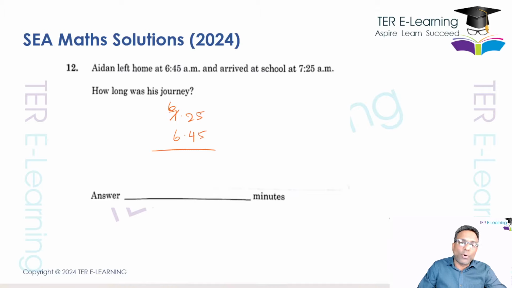But what you're really borrowing there is 60 minutes. So we have to take 60 and we're going to add that to 25. So you're going to get 85 minutes. So this here is actually 85 minutes in total that we are trying to subtract 45 from. So 5 take away 5 is going to give us 0, and 8 take away 4 is going to give us 4. So therefore it's 40 minutes. That's how long his journey is.